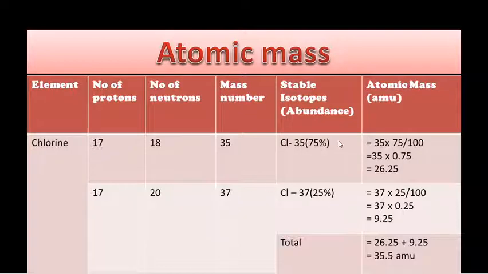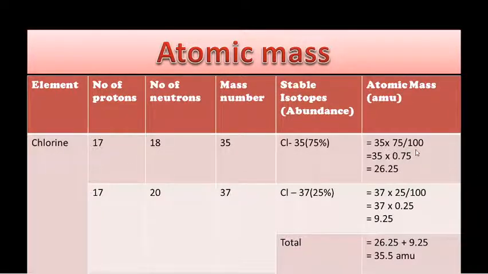So what is the relative abundance of the chlorine-35 isotope? It is nothing but 75 percent. So the chlorine-37 isotope is 25 percent relative abundance, which means it is present on our earth in the ratio, in the percentage of 25. Okay. So how can we calculate the relative atomic mass for an individual stable isotope?